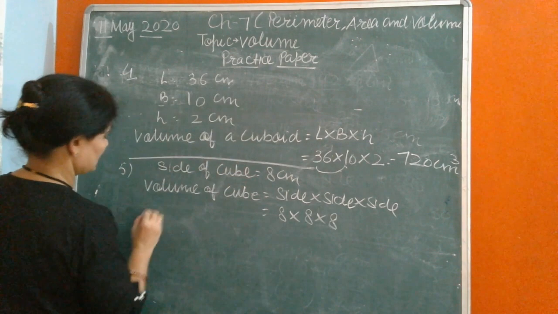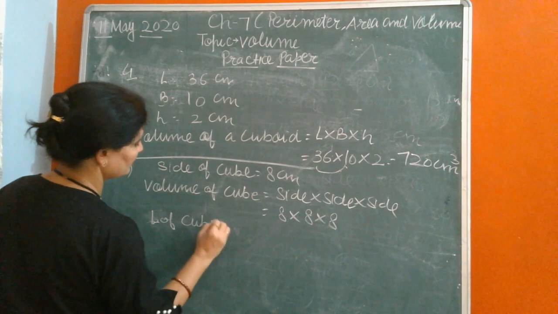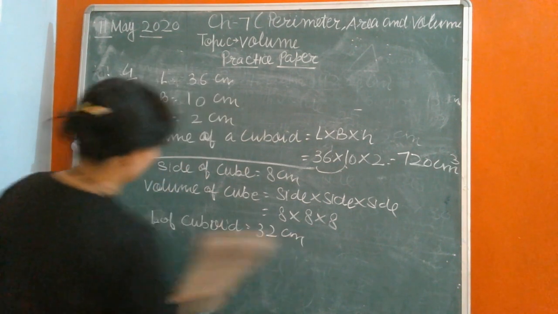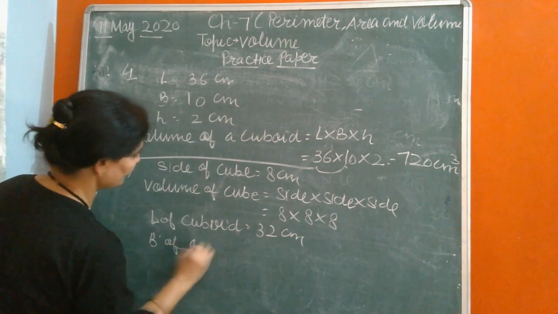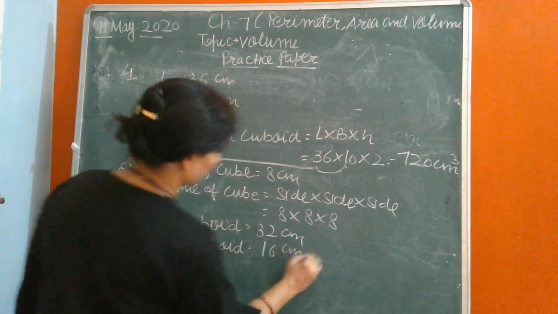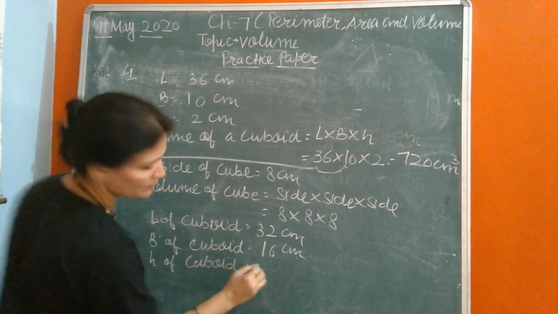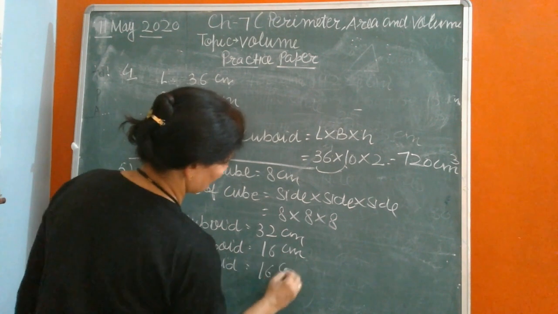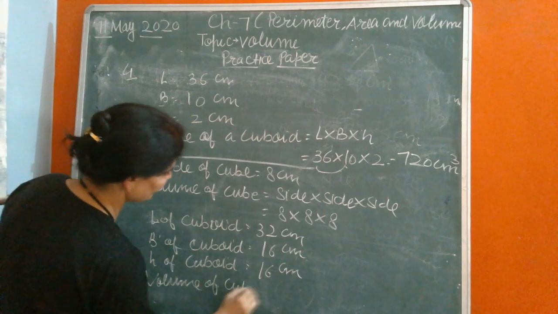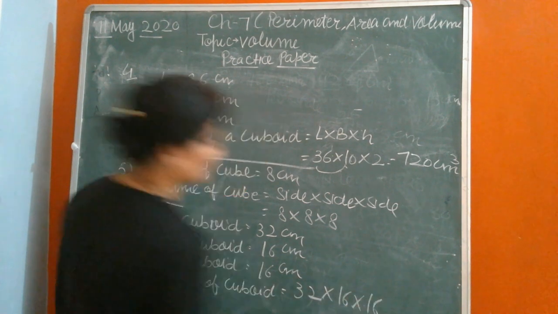Now length of cuboid equals 32 centimeter, breadth of cuboid equals 16 centimeter and height of cuboid equals 16 centimeter. Volume of cuboid equals 32 multiplied by 16 multiplied by 16.